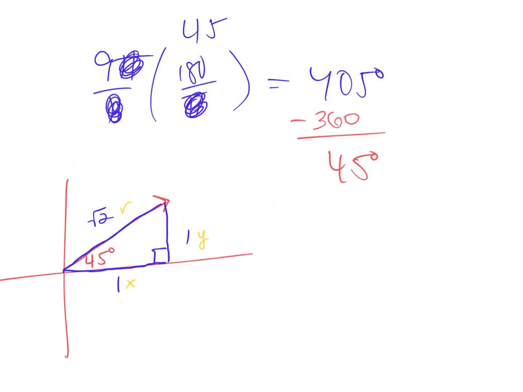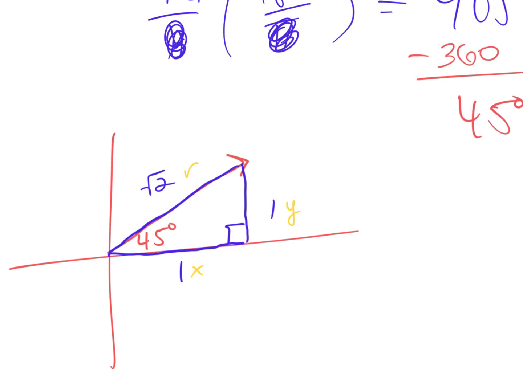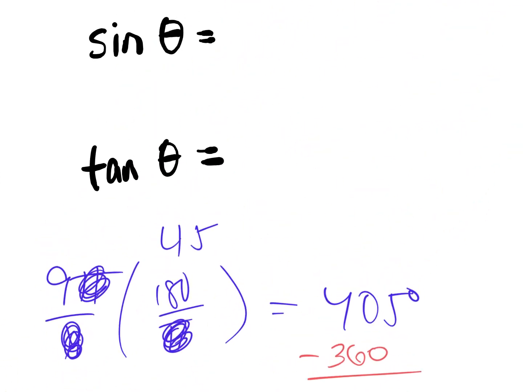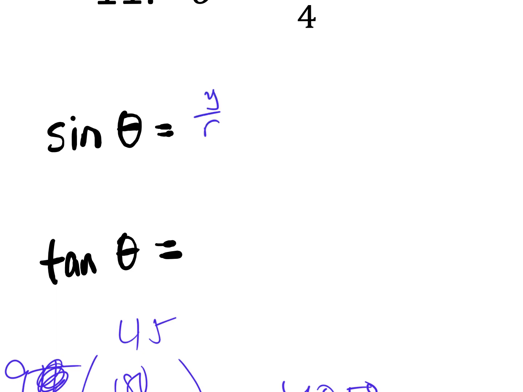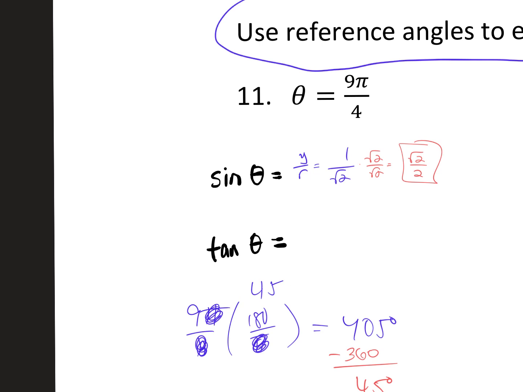So if you're asked to find, what did I ask you to find? The sine. Remind me again what sine is? Y over r. So sine is y over r. What's my y value? 1. What's my r value? Square root of 2. Can I leave it like that? Yes or no? Nope. We're going to rationalize. So the sine of this angle is the square root of 2 over 2.